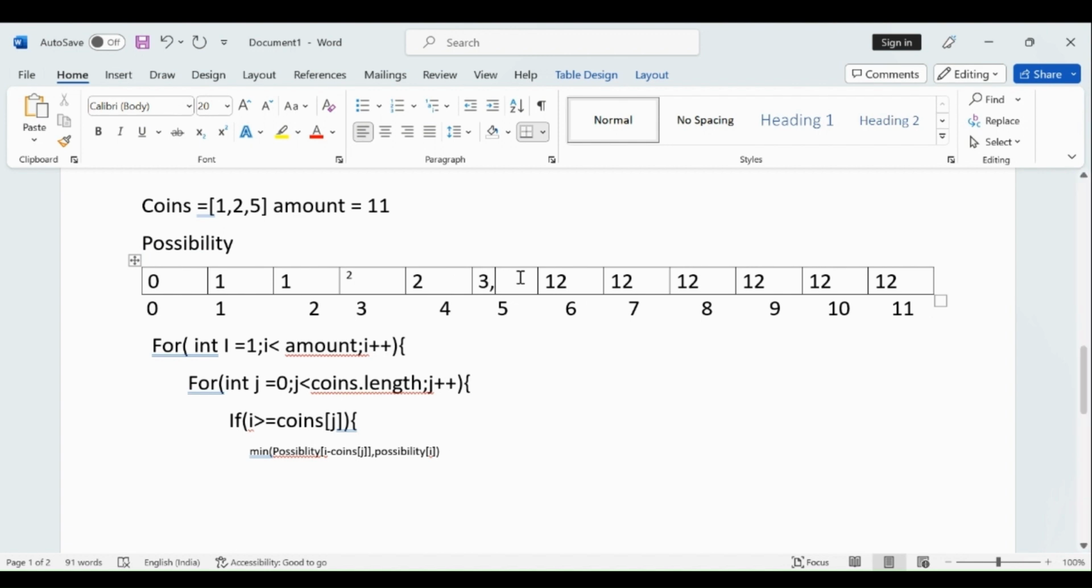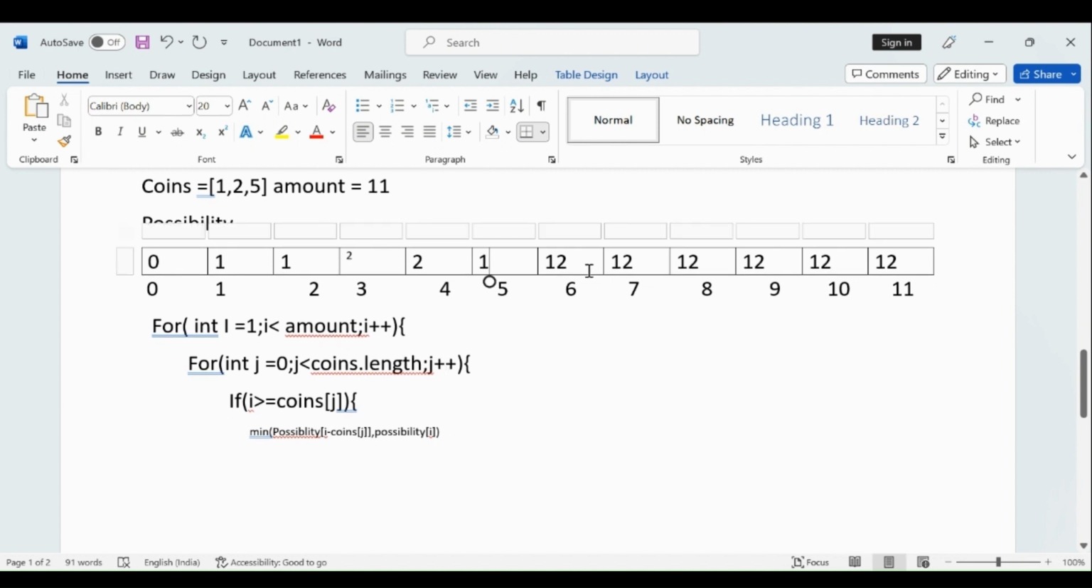Similarly, suppose you are trying to use the amount 2. So 5 minus 2 will be 3, and one more coin you are using, so 4. What is the minimum? 3 is minimum, so we keep 3. Now we can use coin 5 also. So 5 minus 5 is 0, and the minimum number of coins required to reach the amount 0 was 0. So 0 plus 1 will be 1. And what is the minimum among 3 and 1? Minimum is 1, so our answer will be 1.